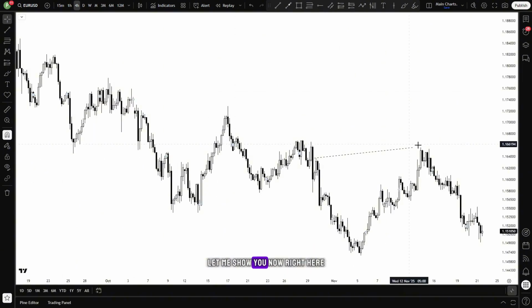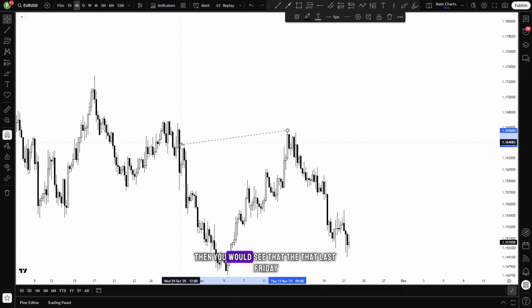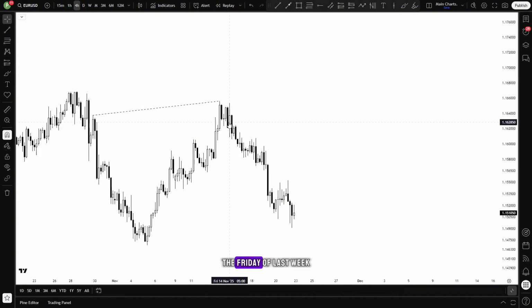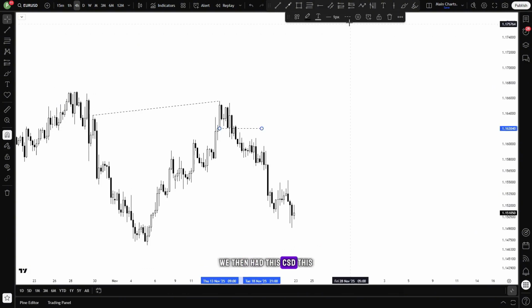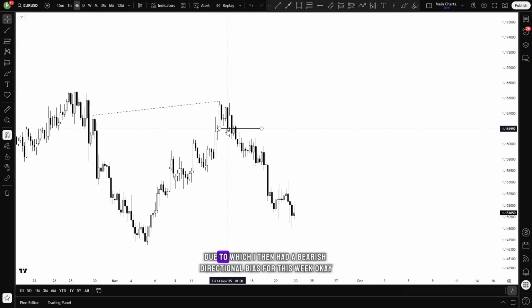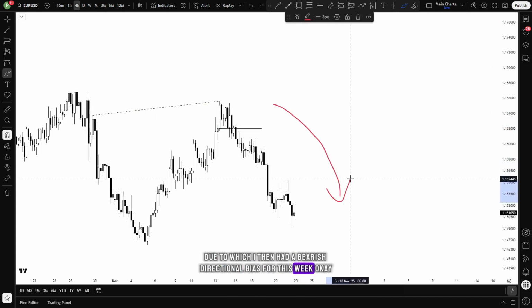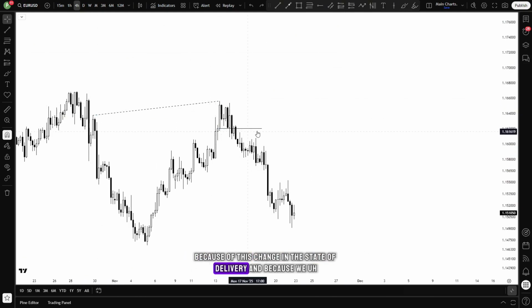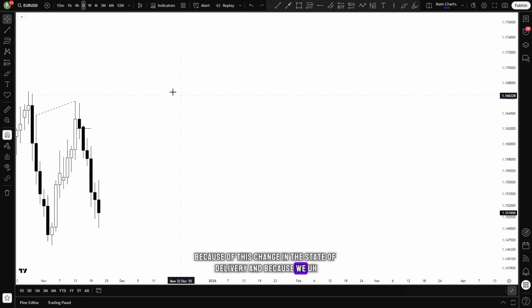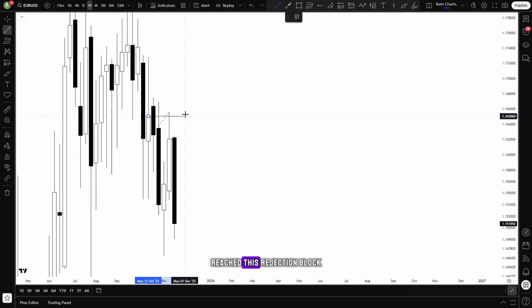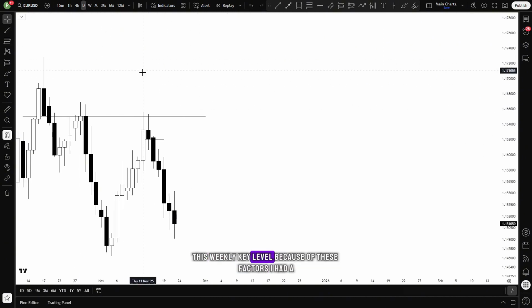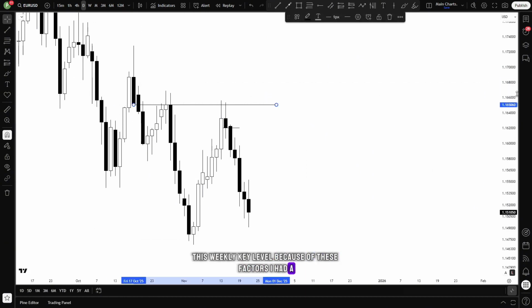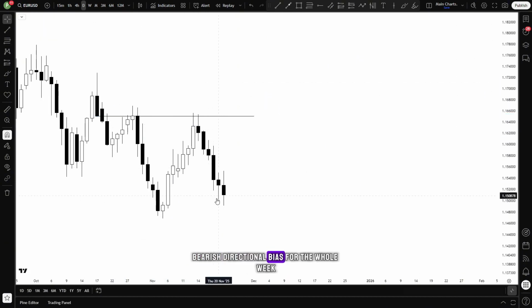Let me show you. Right here, if we look at this 4-hour price action, you would see that last Friday, the Friday of last week, after having this SMT divergence, we then had this CSD, this change in the state of delivery to the downside, due to which I then had a bearish directional bias for this week. Okay, so that was the thought process. Because of this SMT divergence, because of this change in the state of delivery, and because we reached this rejection block, this weekly key level, because of these factors, I had a bearish directional bias for the whole week.